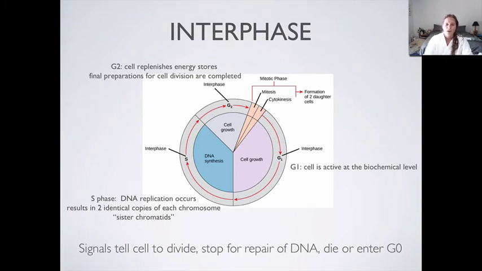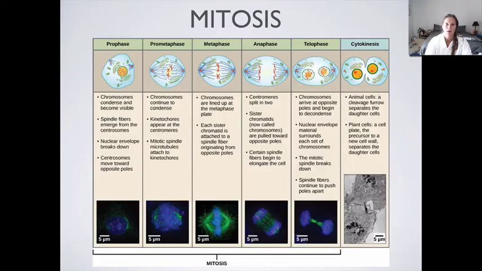We know that there's all kinds of signals that are going to tell the cell when to divide, when to stop and repair if something got screwed up in the DNA copying. Maybe it got irreparably damaged and we need that cell to die. Or sometimes the cell goes into what we call a dormant phase, which is a G0 phase. That's a cell that's not going to divide. It would go into G0, right? It would skip mitosis and just kind of get banked, kind of just get held up.